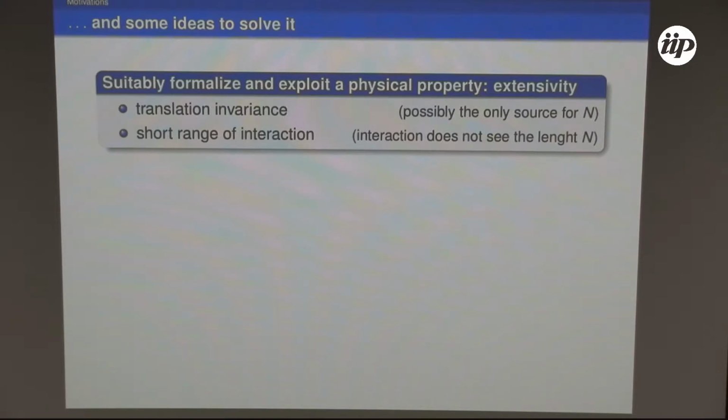The first idea is to improve the perturbation construction, trying to exploit and formalize physical properties of the system, this extensivity I was talking about before. So translation invariance, which is possibly the only source of dependence on n, and the short range of interaction, so that the interaction does not see the length of the chain.